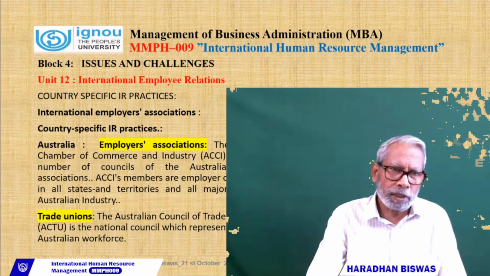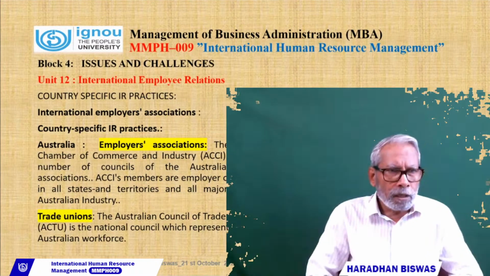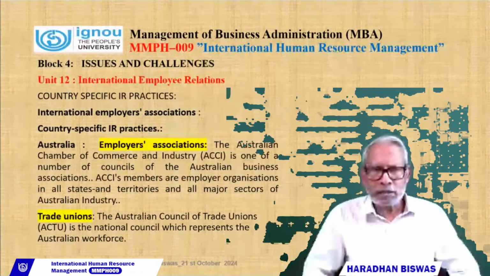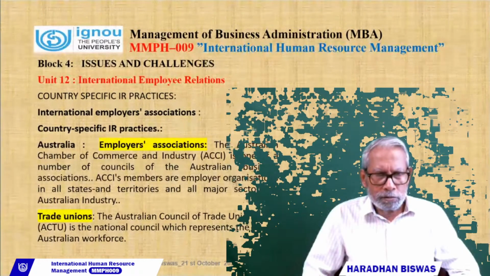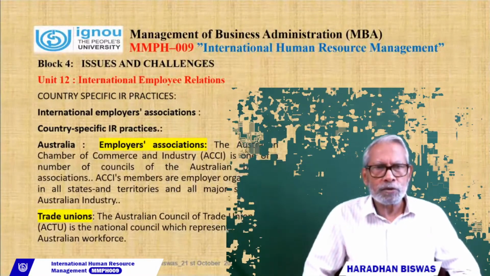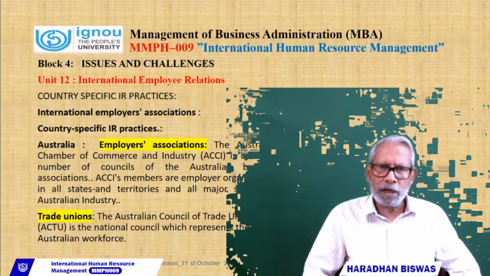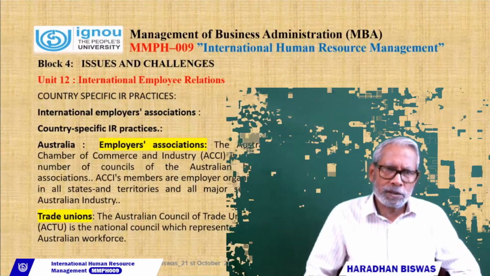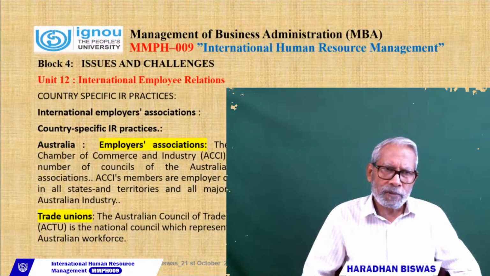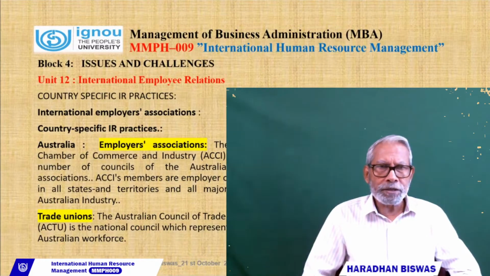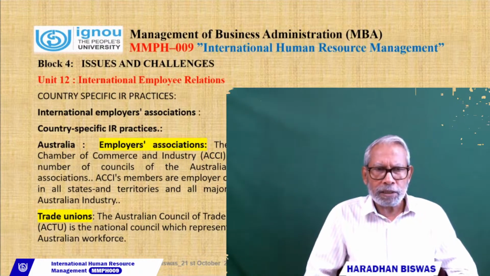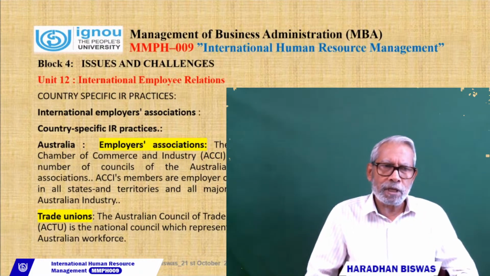Now then, see the employers. The Australian Chamber of Commerce and Industry, that is ACCI, is one of a number of councils of the Australian business associations. Members are employer organizations in all states and territories and in all major sectors of Australian industry. Then trade unions: the Australian Council of Trade Unions, that is ACTU, is the national council which represents the Australian workforce.